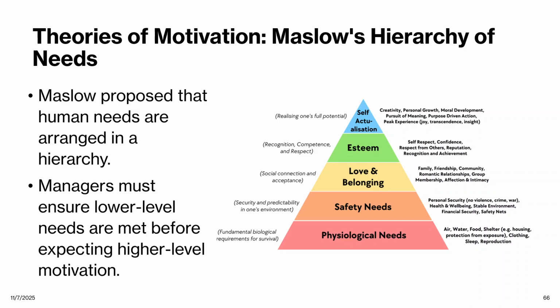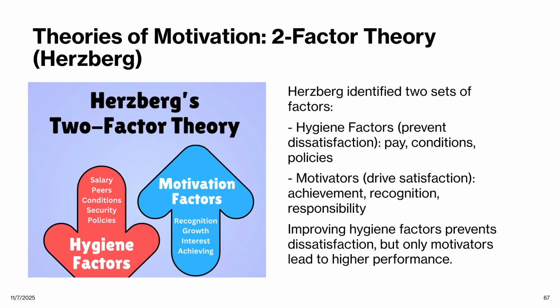Then when you move up the hierarchy, we have safety needs, which is personal security, love and belonging, which is like family, friends, community, group membership, affection and intimacy. Then we have esteem, which is where it's self-respect, confidence, respect from others, reputation, recognition and achievement. At the top we have self-actualization, which is where creativity, personal growth, moral development, pursuit of meaning is met. So without having the base level needs, you cannot meet the top motivators.